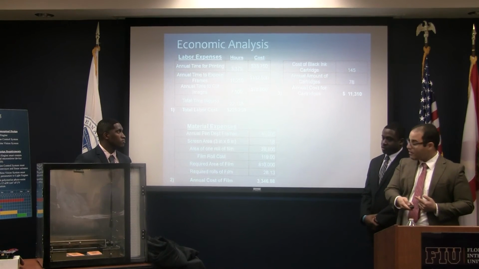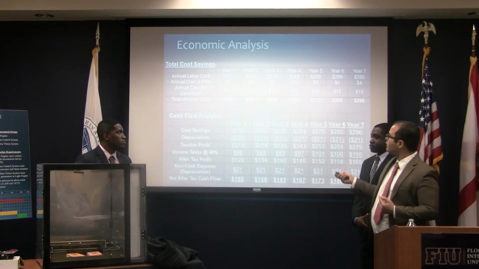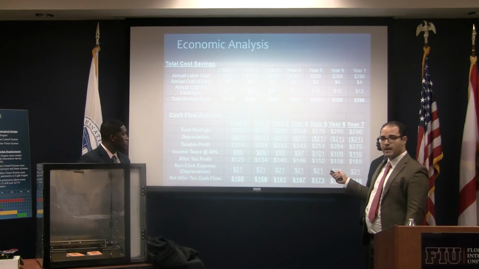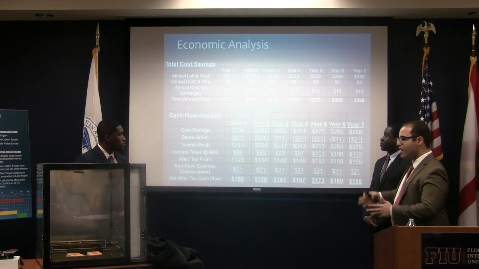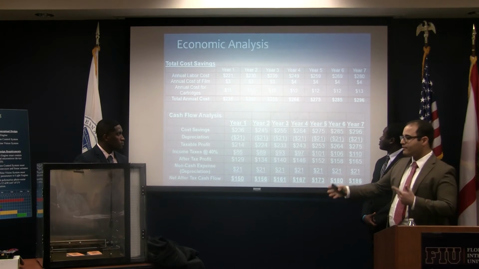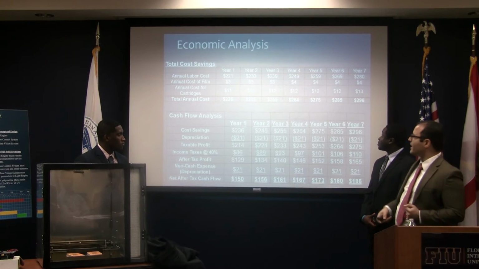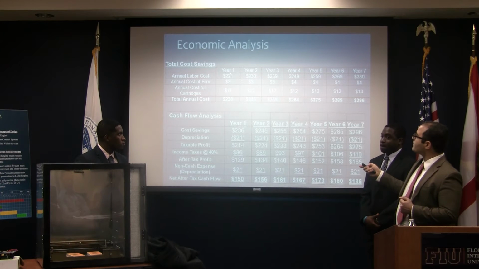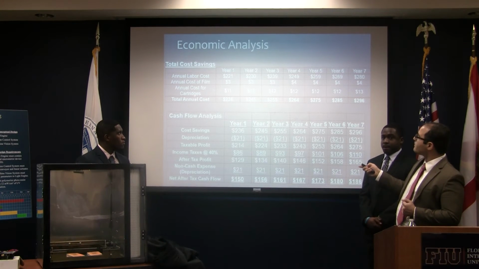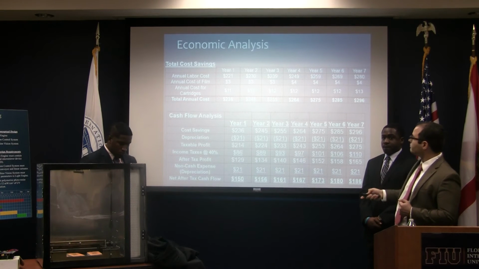So what does this all turn out to be? The first year alone, you're talking about $236,000. So what we did is we did a proper engineering economic analysis over 7 years, over the system's lifetime, and we increased the labor costs 4% every year, and also the material expenses 2% every year.